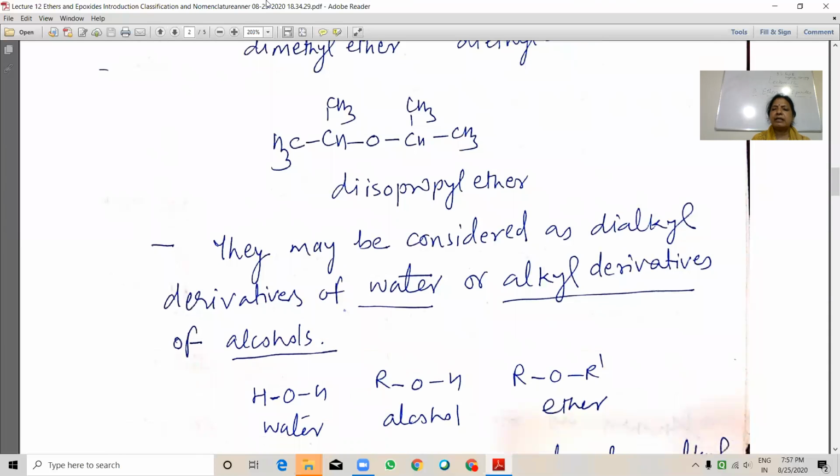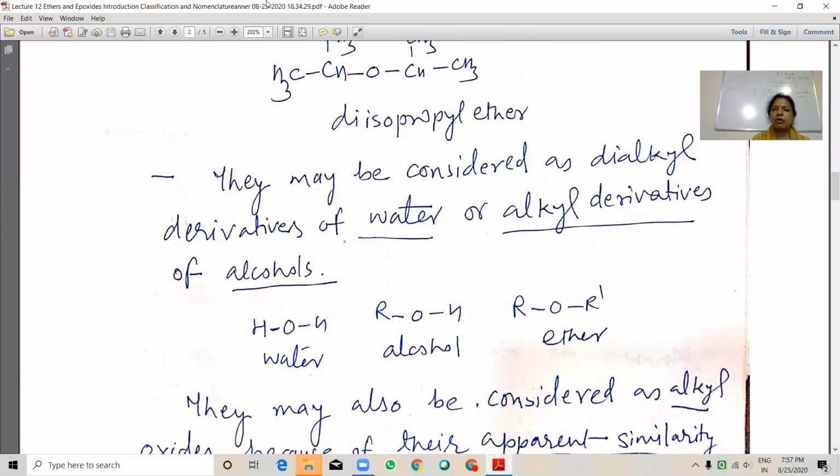They may be considered as dialkyl derivatives of water or alkyl derivatives of alcohol. See this, it is a dialkyl derivative of water and alkyl derivative of alcohol. Means it already has one alkyl group and another alkyl group is attached, so alkyl derivatives of alcohol. Here water has two hydrogens, whereas in ether we have two alkyl groups. So it is known as dialkyl derivatives of water.